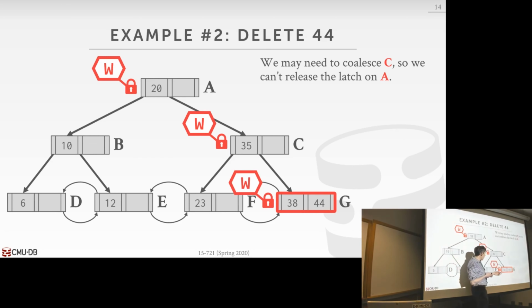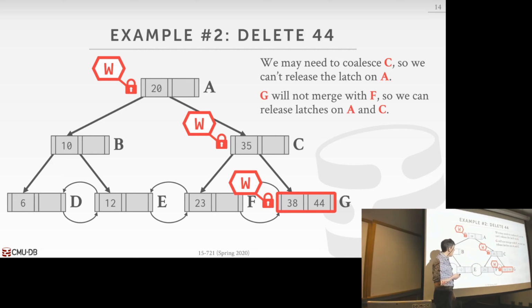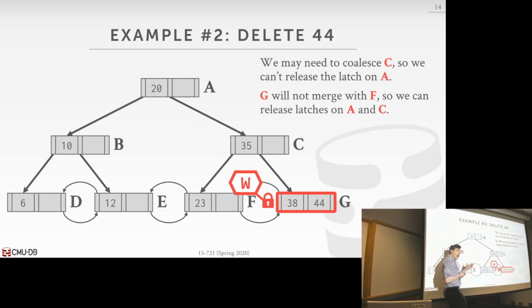So then we come down to G. We're deleting 44. At this point, we know we're not going to have to do a merge, because if we delete 44, then our node is still half full. So everything above us is safe, and we can go ahead and release those latches. And then now at this point, we can go ahead and delete our key. So the idea is we want to release our latches as soon as possible when we know that we'll never make any changes up above us. We want to release the latches before we actually do our delete, because releasing latches sooner rather than later allows other threads to make forward progress.